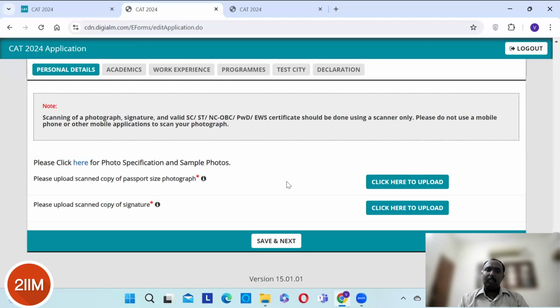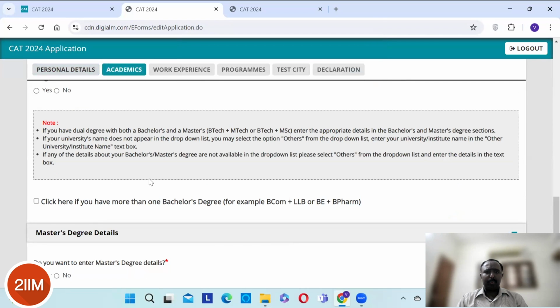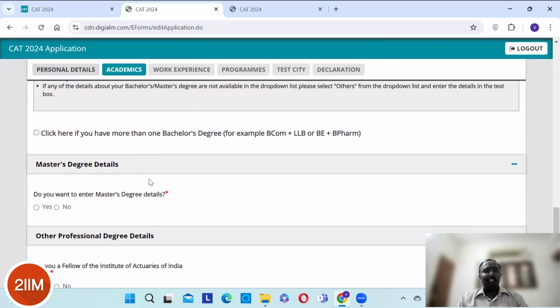Now comes the document upload. This is very, very important. As I told you, ensure to have a copy right away. You can make a folder known as CAT 2024 registration, in which you can have that ready. Save and next. Now coming to the academic details. This is where we need to be very careful. As I told you, have your data ready.